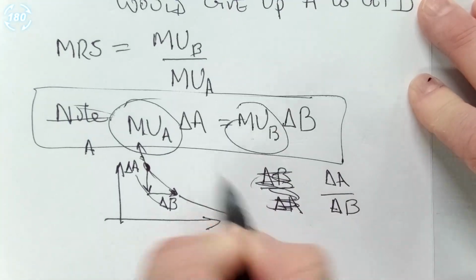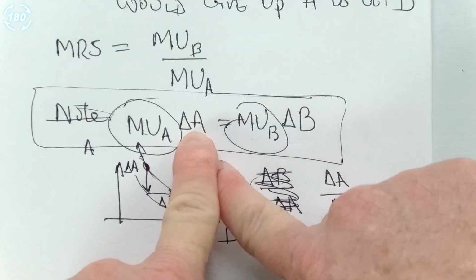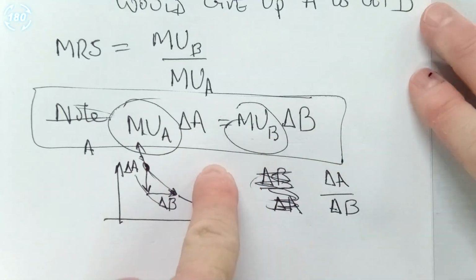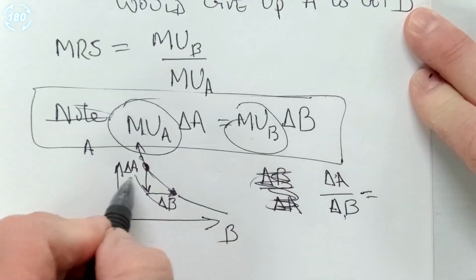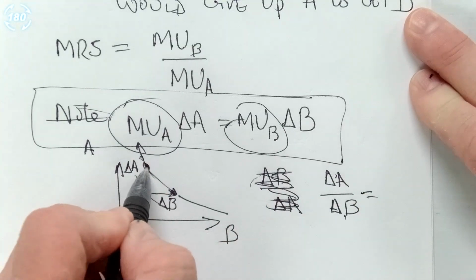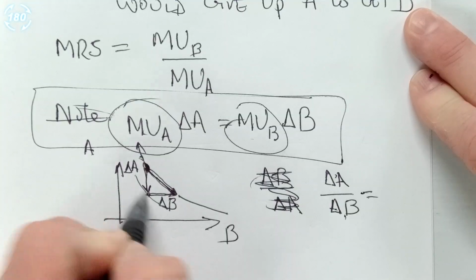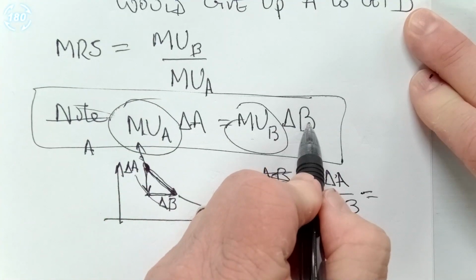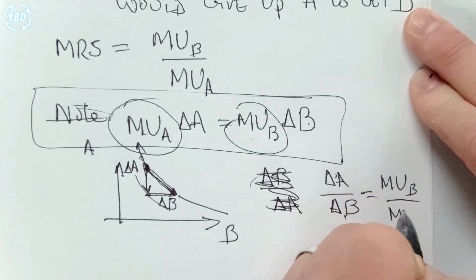Delta. Here we go. So I can solve for delta A over delta B: divide through by delta B, and divide through by the marginal utility of A. So delta A over delta B, which is the slope of the line joining these 2 points here, delta A, delta B, is equal to the marginal utility of B over the marginal utility of A.